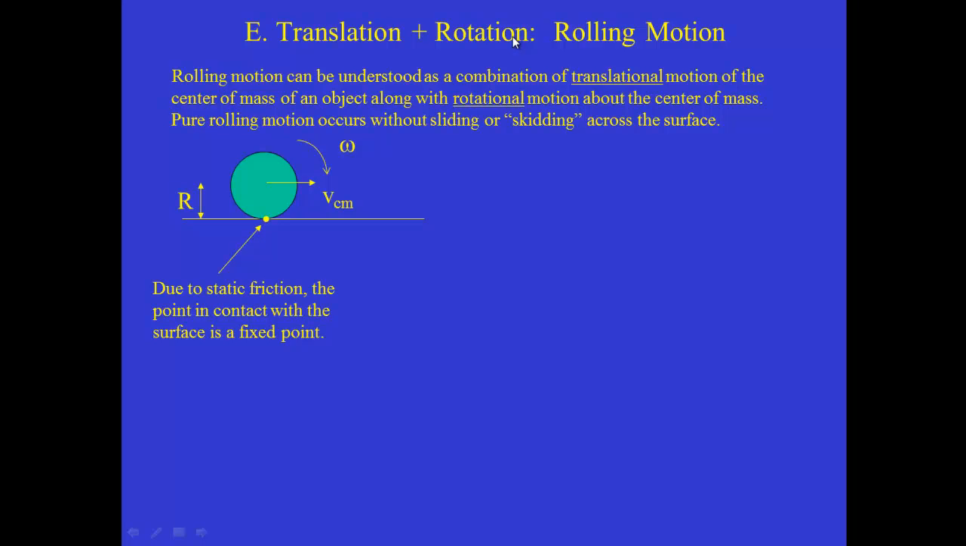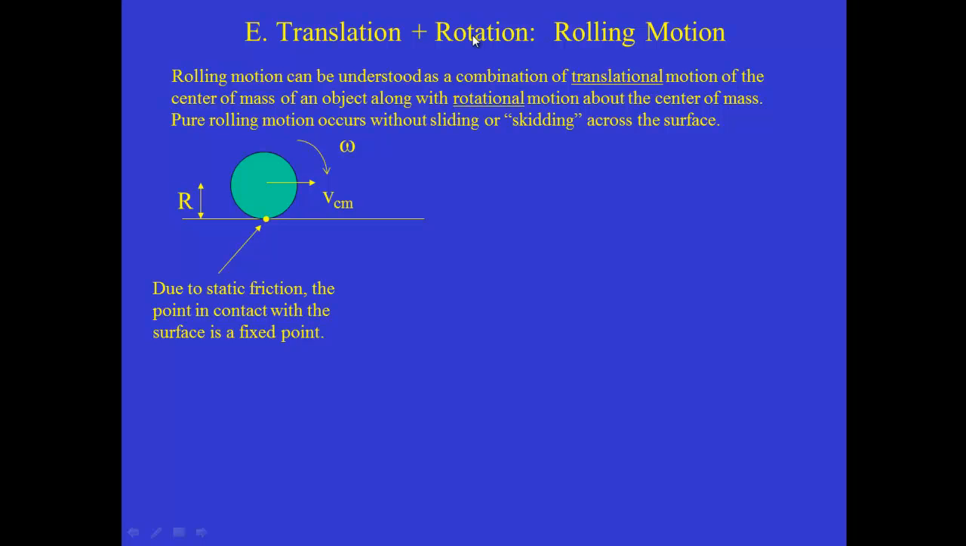Now this can happen in a couple of different ways. One way that we can combine translational and rotational motion is to throw an object through the air, like a baseball. So the center of mass of the baseball is traveling with a certain velocity, and then if the baseball has spin on it, it's rotating about the center of mass as well.